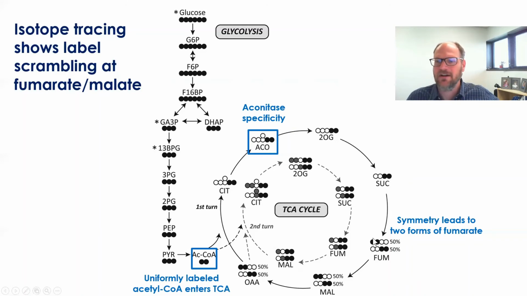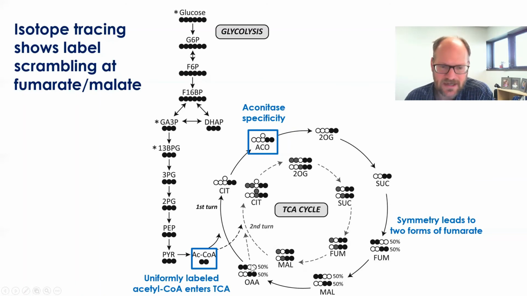Now, because the succinate dehydrogenase reaction doesn't have any symmetry, you end up with labeling scrambling there at the fumarate case. So it can end up on either end of the molecule. The fumarate is totally flat, totally symmetrical, and as it ends up, you end up with labeling in both positions.